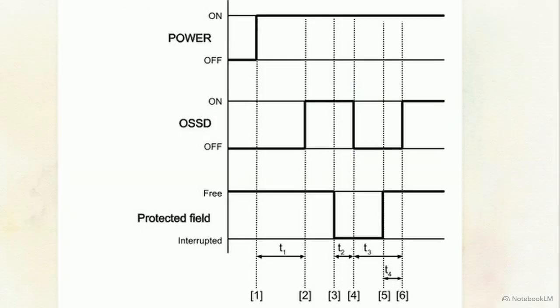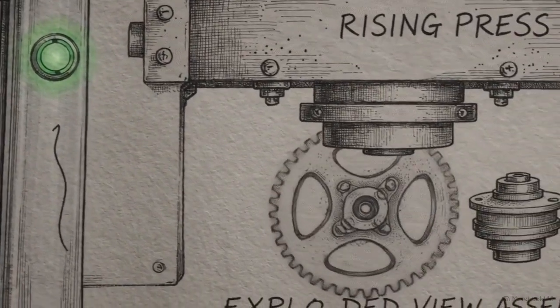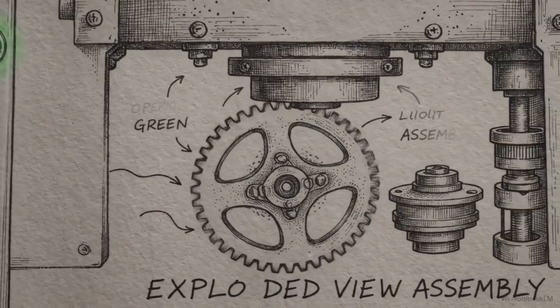However, if the interruption was just a temporary breach, like the worker pulling their hand back, the system can recover automatically. For this to happen, the field must be clear, and exactly 80 milliseconds must pass, shown here as T3, before the OSSD switches back to on. The OSSD is a mathematically precise link. It converts human presence into a command that the machinery cannot ignore.